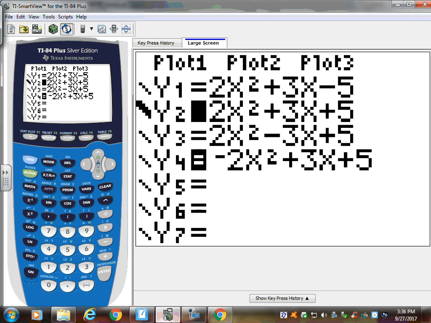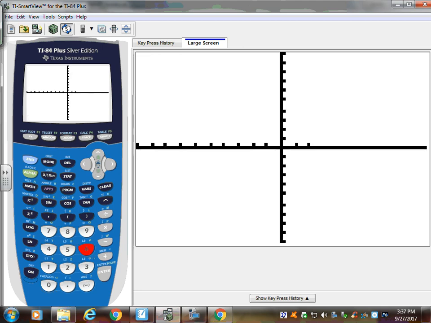So I've already put this in my calculator, and I have them all in there, but I wouldn't suggest that with you. It'd be easier just to put in two at a time. So I have the original problem in y2 and the one with the negative in y4, and when I go zoom 6, the bolded one is the original.